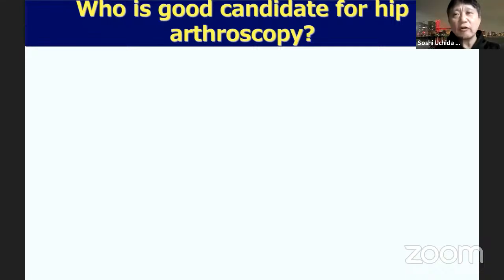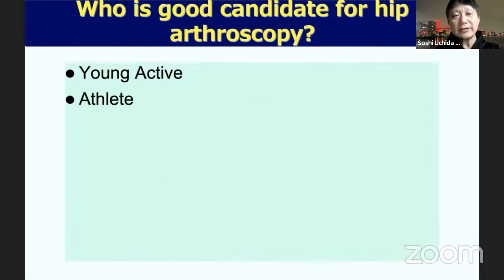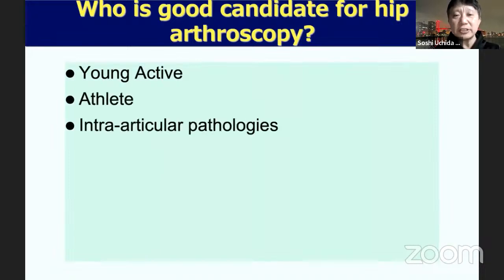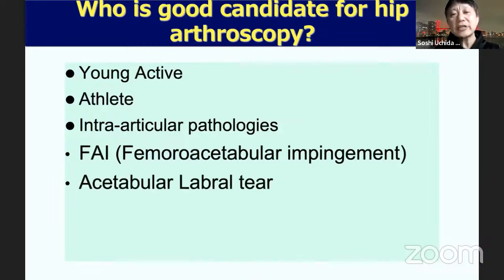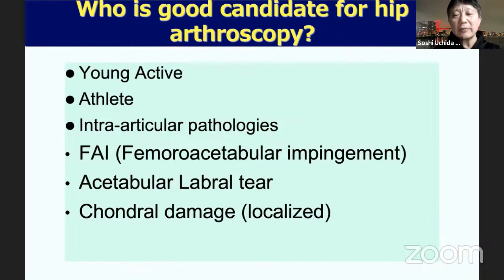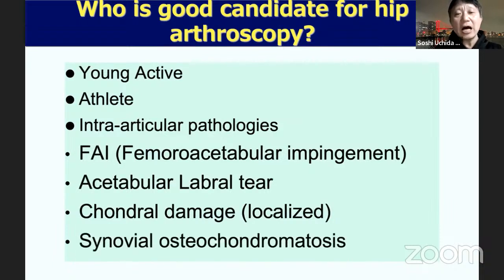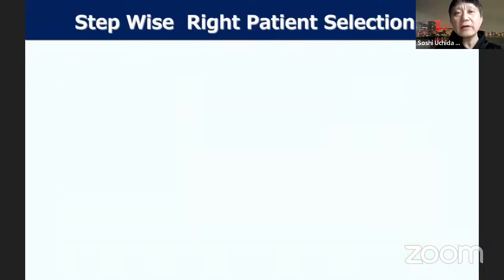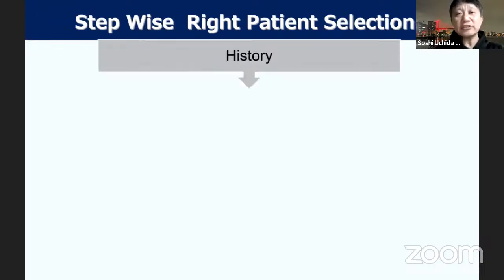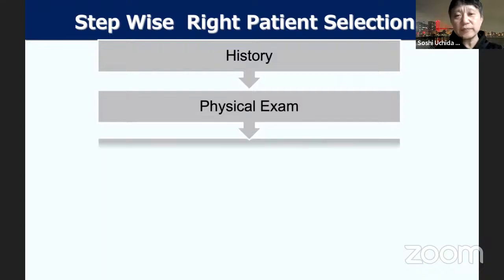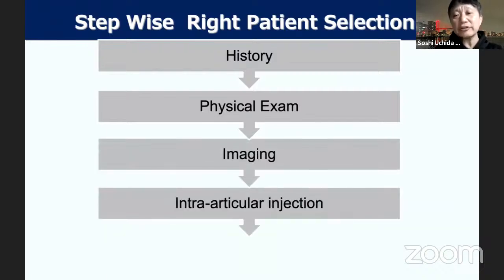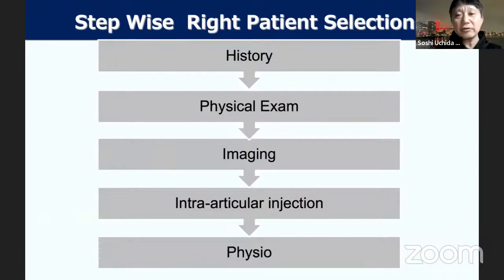Who is a good candidate for hip arthroscopy? A young active athlete with intra-articular pathologies such as FAI, acetabular labrum tears, localized chondral damage, and synovial osteochondromatosis. And the stepwise approach to optimized right patient selection is history, physical examination, imaging, intra-articular injection, and physio. Those categories are really crucial to identify the right patient.